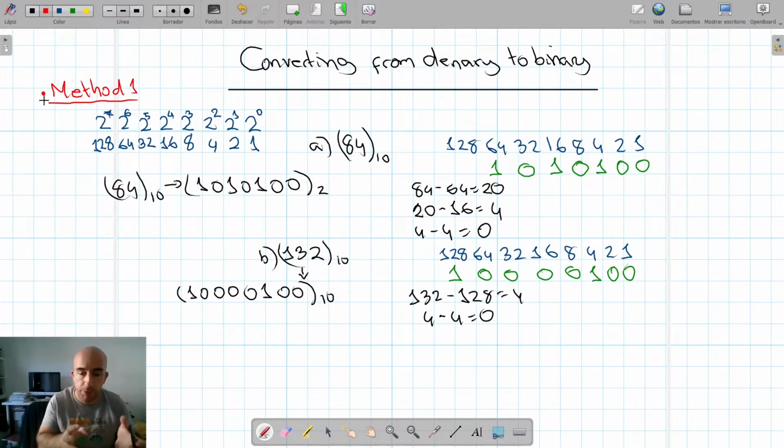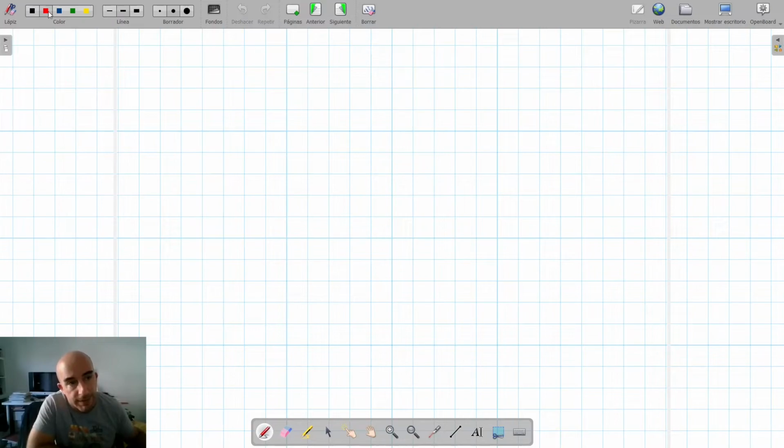Why? Because I want you to be able to, in exams, if you don't remember one, use the other one. But also because either one of these methods is more efficient when we're converting into another system, decimal, octal, etc. So it's good to understand and know both of them. Okay, so let's look at the second method.